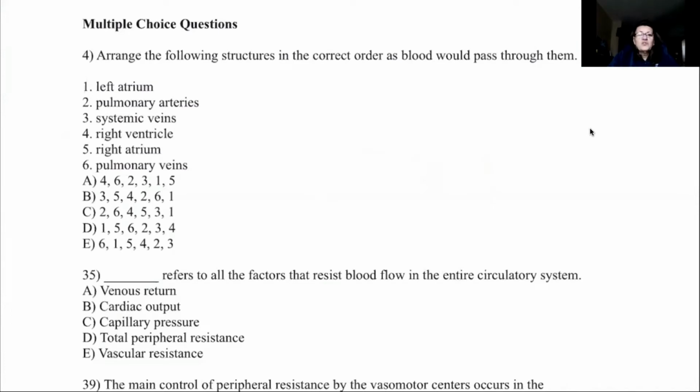All right, next one, we're going to go with Irene. Okay, arrange the following structures in the correct order as blood would pass through them.